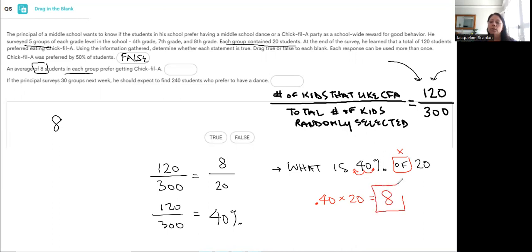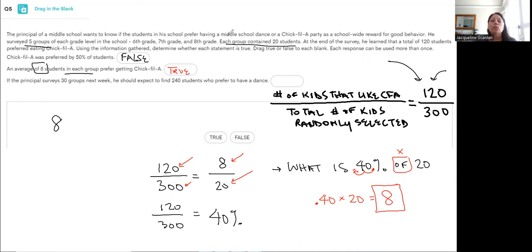That number looks familiar. All right, so what is this saying? That means if I only had a total of 20 students instead of 300, 8 of them would prefer Chick-fil-A, just like the 120 preferred Chick-fil-A. So this statement is true. I have just proved it.